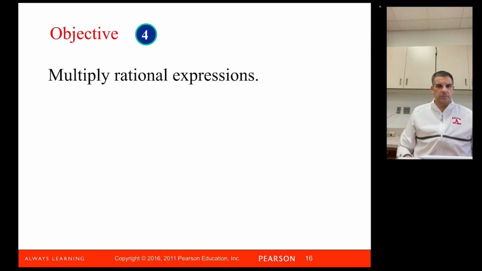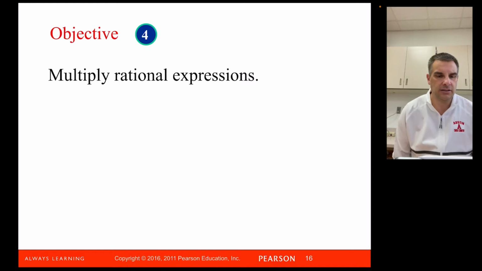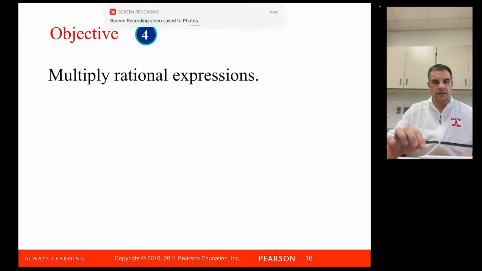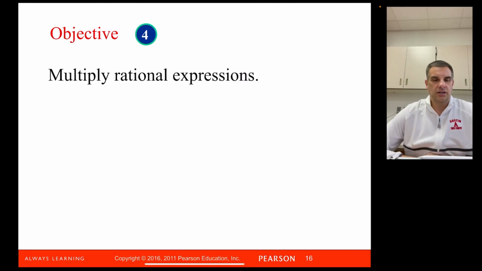3, 2, 1, go. All right, now we're going to do part B of the lesson. This one we're going to work on really the last two objectives for chapter 7.1. We're going to look at multiplying rational expressions and then dividing rational expressions.